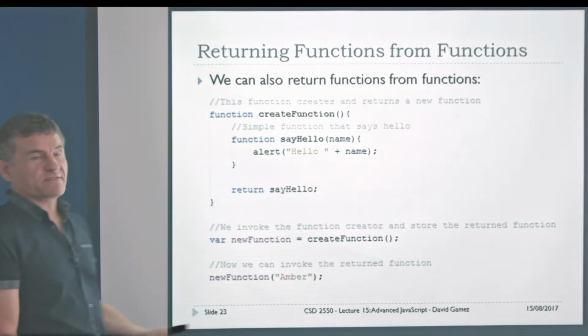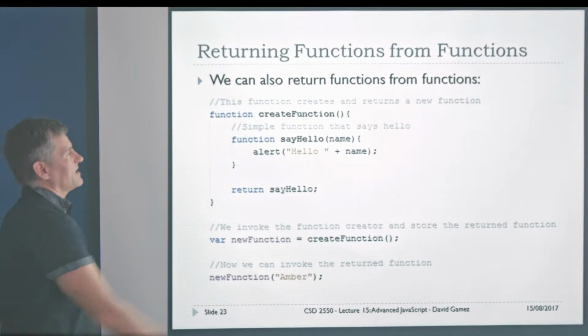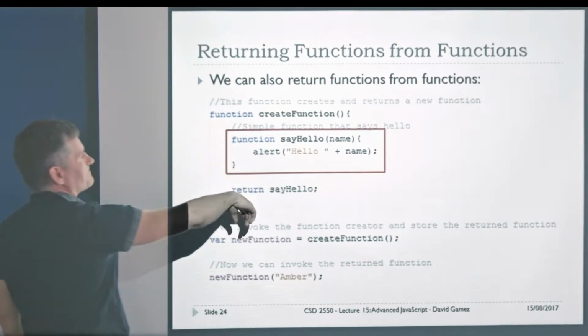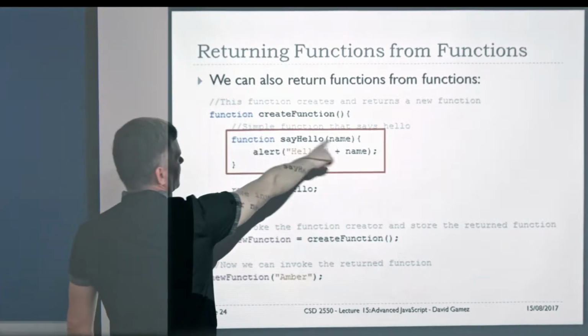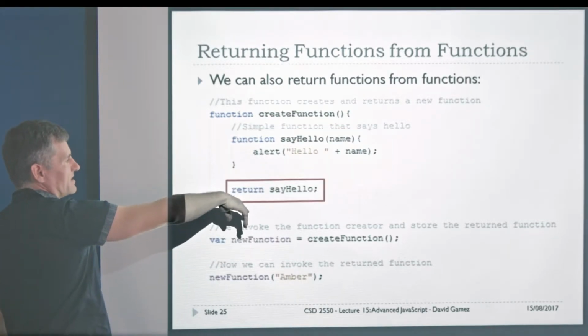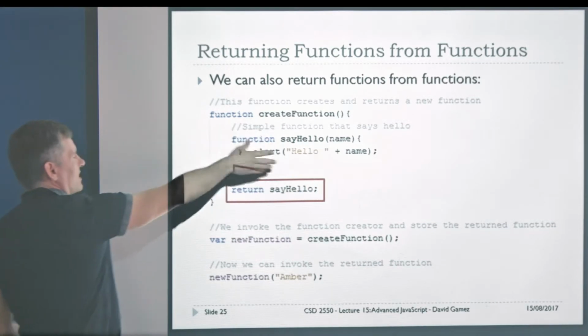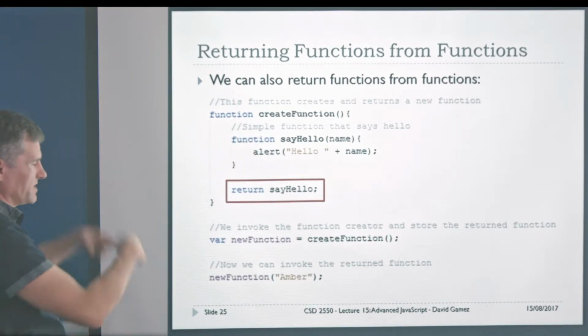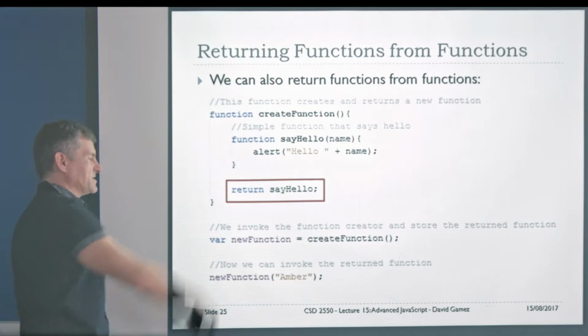And we can also return functions from functions, right? So here we have a function that creates a function. What the function does is it defines a function called say hello in this case, which says alert or whatever, and then it can return that function from that function. So within that function, it's creating another function and returning it.